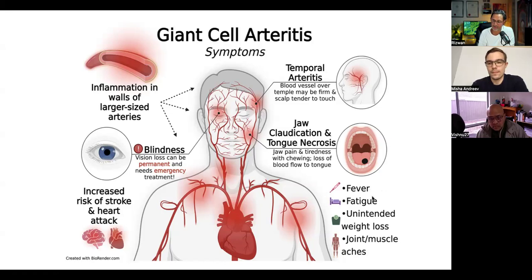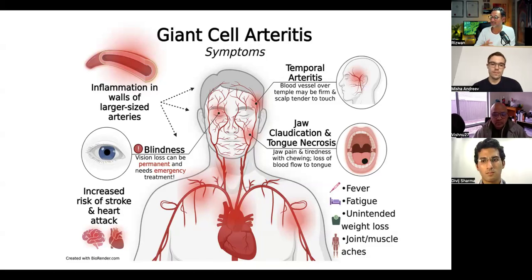Associated with that is fever, fatigue, unintended weight loss, joint and muscle ache. Why is that important? Because it highlights that it's an autoimmune condition and it's multi-system. So don't focus on just head and face symptoms. It's multi-symptom: joints and muscles would all be affected, and there's some lethargy and fever.